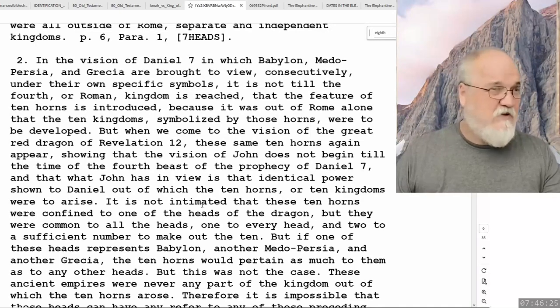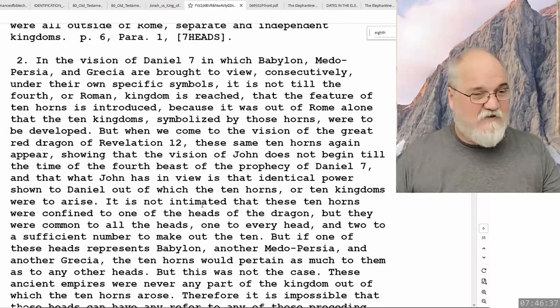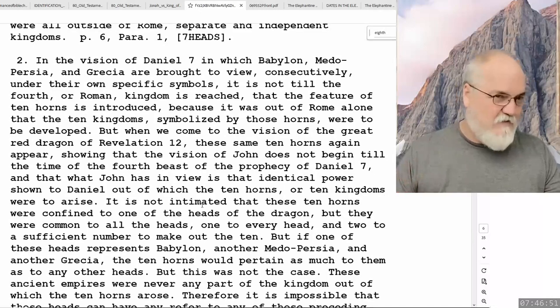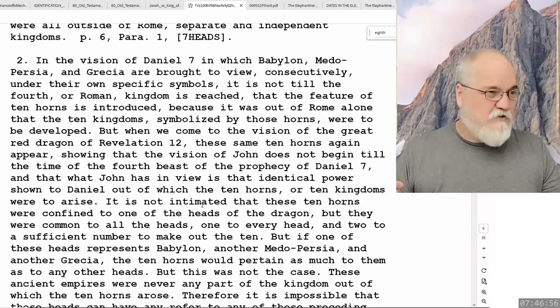But when we come to the vision of the great red dragon of Revelation 12, these same ten horns again appear, showing that the vision of John does not begin till the time of the fourth beast of the prophecy of Daniel 7. So he's just saying the horns didn't exist in Babylon, Media, Persia, or Greece. They did exist in the last beast, and so this is the time of that. So that's fine. It is not intimated that these ten horns were confined to one of the heads of the dragon, but they were common to all the heads, one to every head and two to a sufficient number to make out the ten.